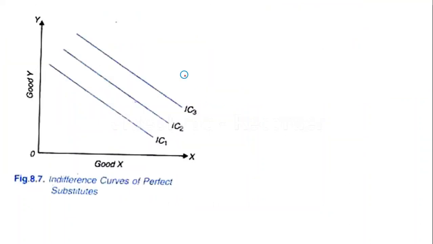So here you can see the indifference curve in perfect substitutes. It is a downward sloping straight line with negative slope. Please remember this. And here MRSXY is constant.